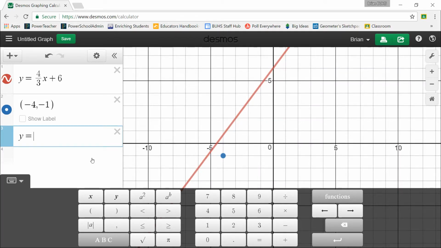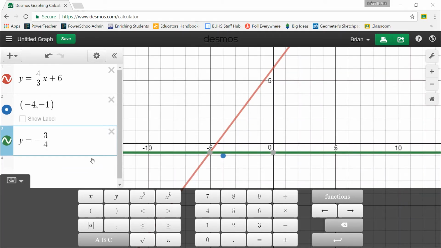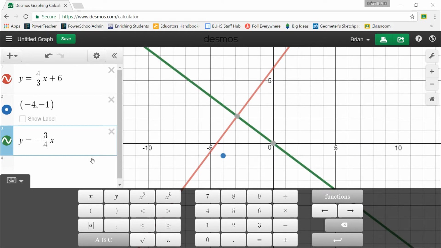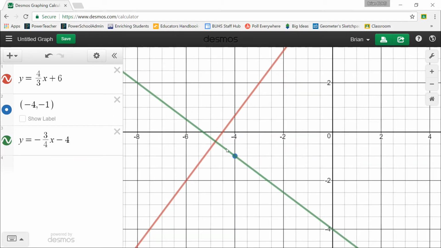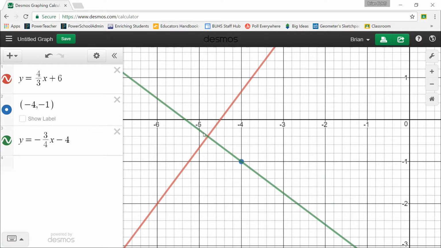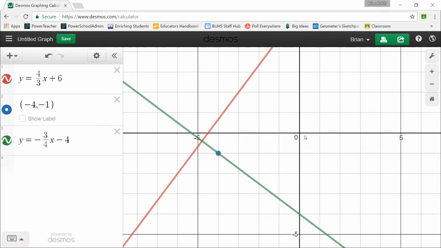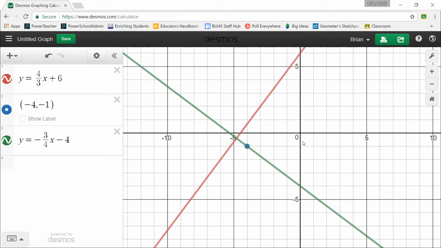Watch as I type this. y equals negative 3/4 x. That does look perpendicular. And let's see if my minus 4 works as a y-intercept. Bam! You sunk my battleship. Look at that. Direct hit, and it's perpendicular. That is gorgeous, friends. All right, let's take a look at another one.